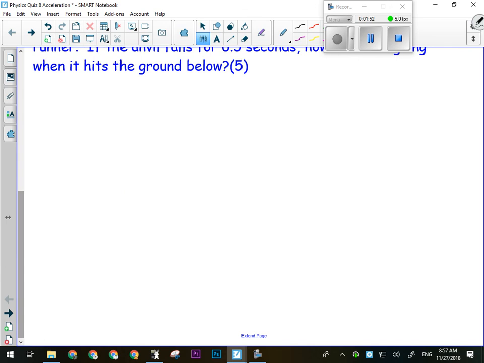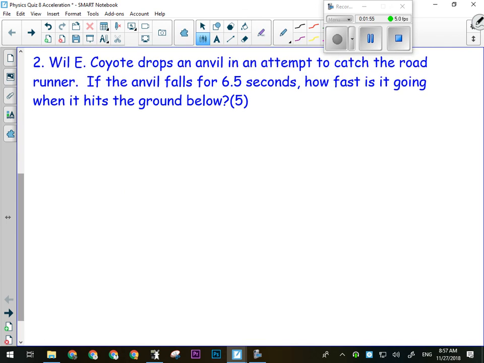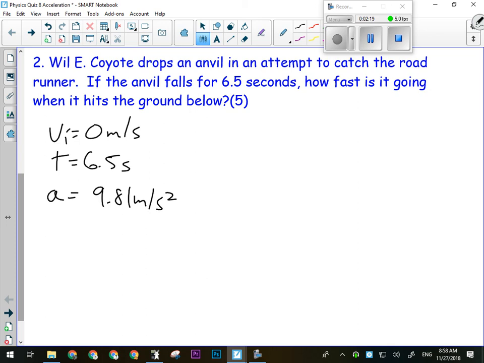We have Wile E. Coyote dropping an anvil to try and catch the Roadrunner. If you drop something, how fast is it going initially? 0, right. It's going to fall for 6.5 seconds. And Wile E. Coyote and the Roadrunner both live where? On Earth, exactly. So the acceleration due to gravity is 9.81 meters per second squared in a downward direction. So we are looking for how fast it's going to be going when it hits the road.